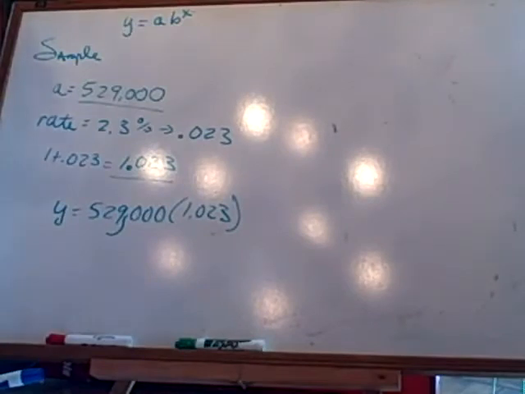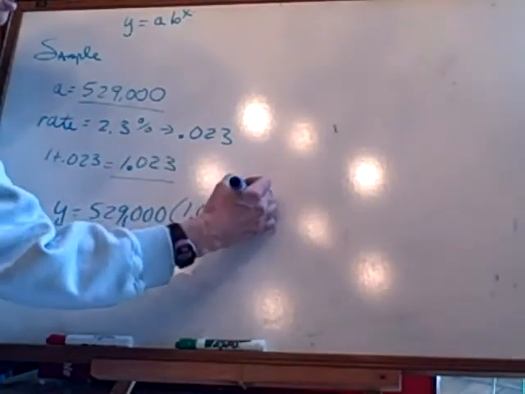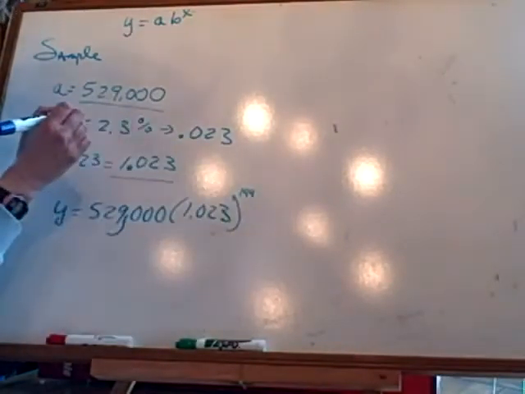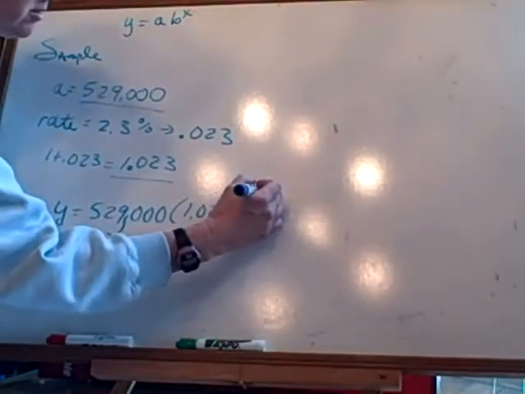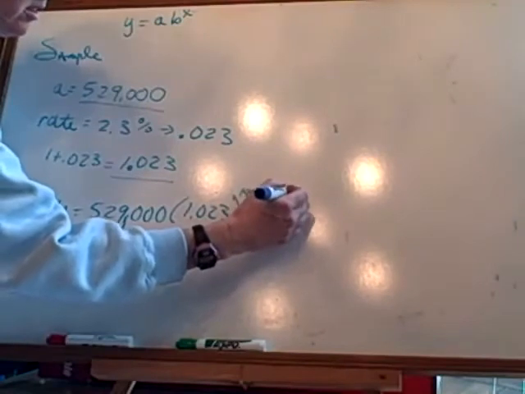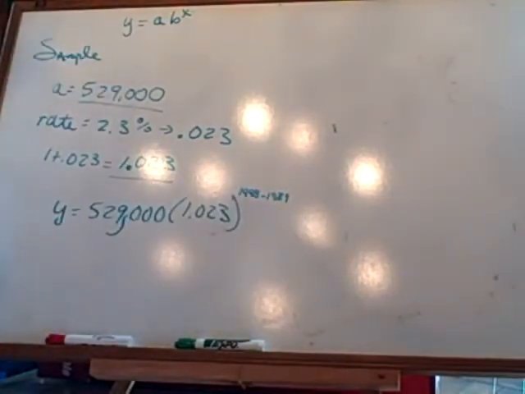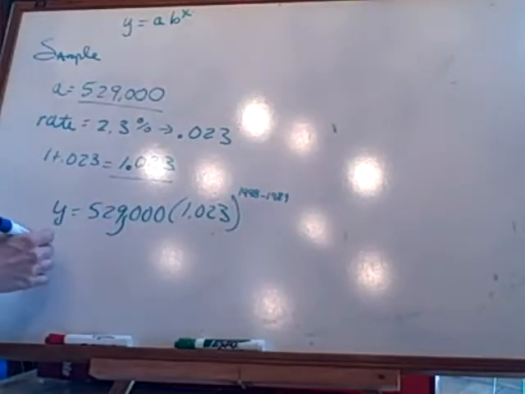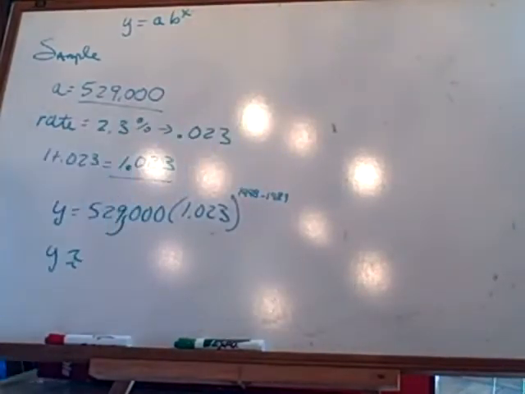It says part A, the population in 1998. So I would take 1998 minus 1989. Does it matter that that's 9 years after? No, because if I do 1998 minus 1989, I'm going to get 9. Okay. And then I can just plop this right into my calculator.